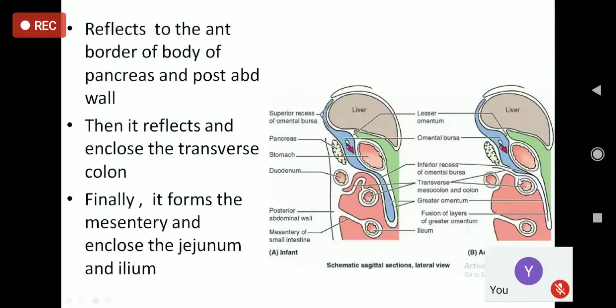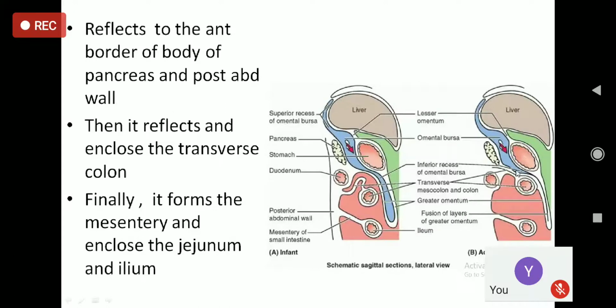Then it reflects and includes the transverse colon, and finally it forms the mesentery. It reflects downwards and forms the mesentery, which includes the jejunum and the ileum. So the reflection of the peritoneum from here includes all the structures of the liver and then the stomach, and it forms the greater omentum.